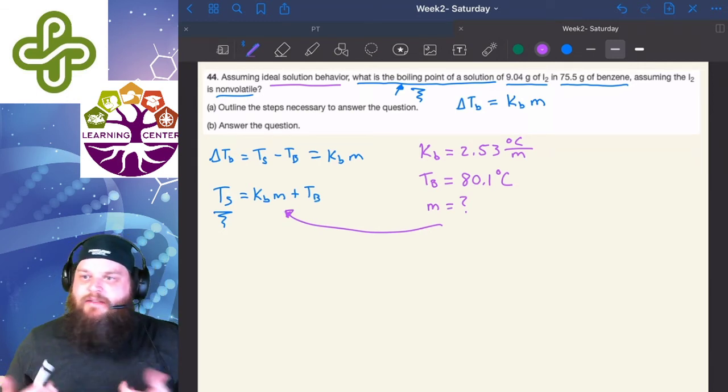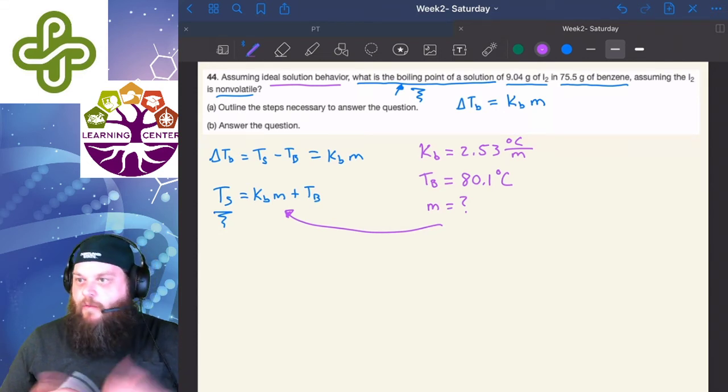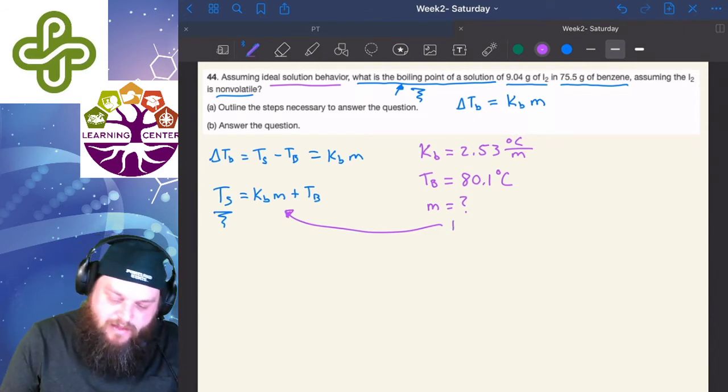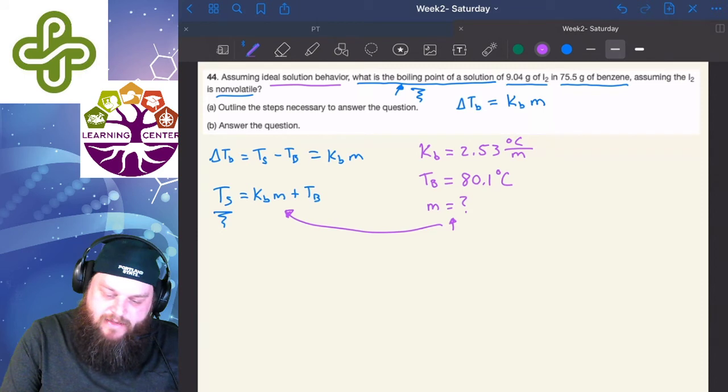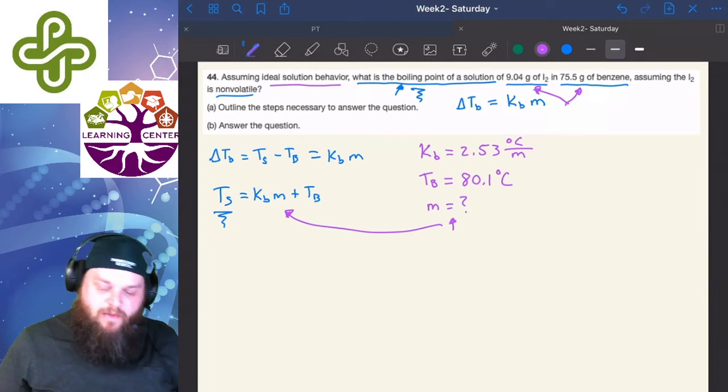I'm outlining the steps necessary to answer this question. And really, it's defining the equation I need to use, rearranging that equation to solve for my unknown variable, and then find the known variables that I have, or solve for those if I need to. In this case, it's kind of a system because we need to solve for that molality based off of the mass of the solute and the mass of the solvent. But luckily, we just did a bunch of problems that does that, so we know how to do that.